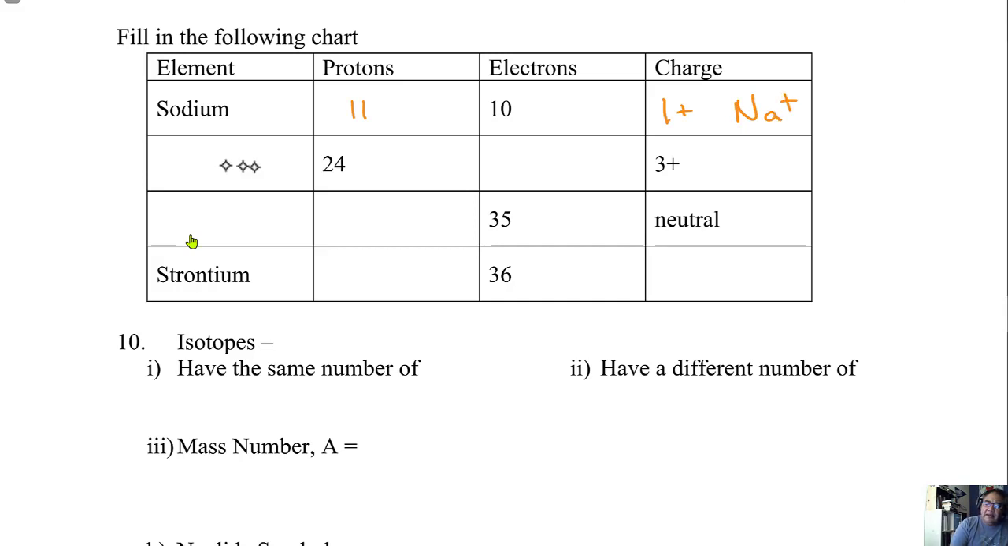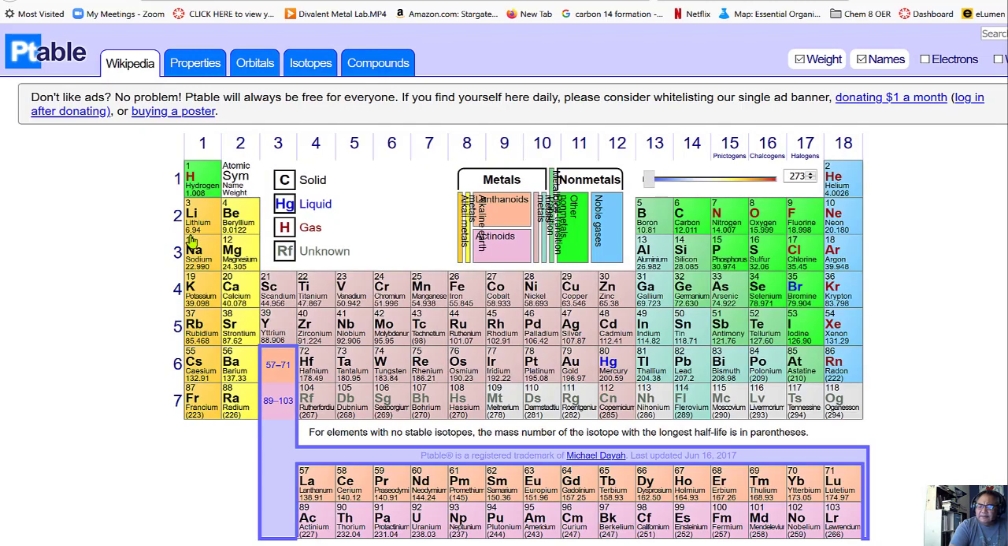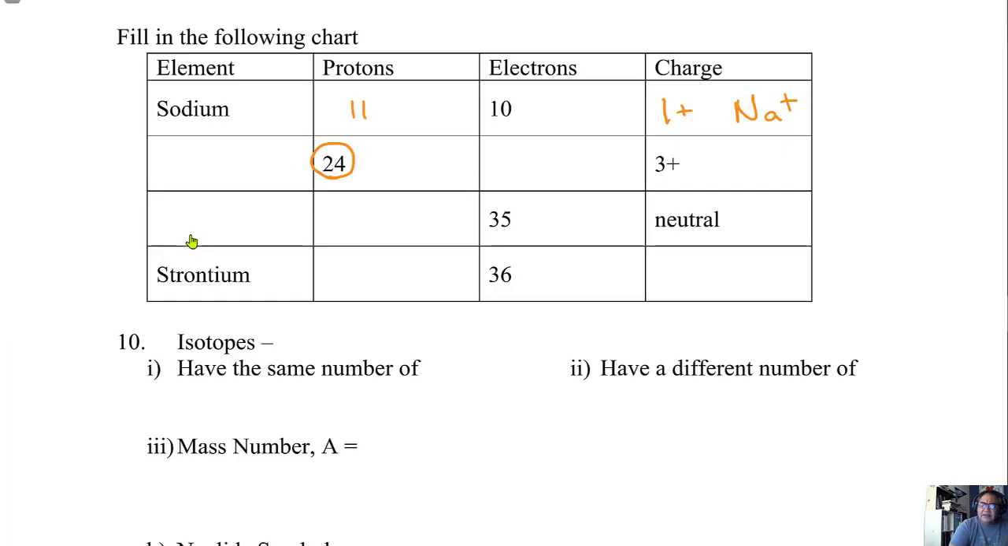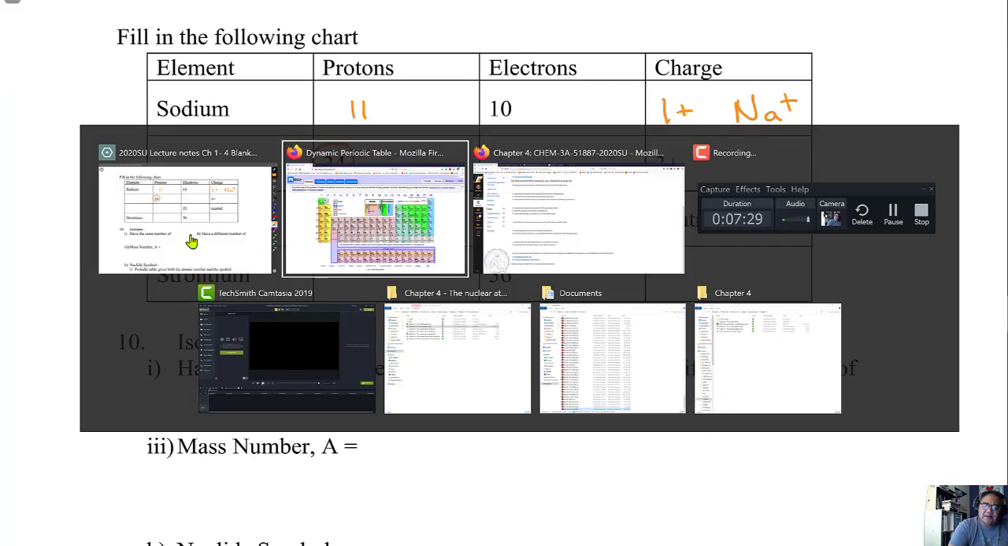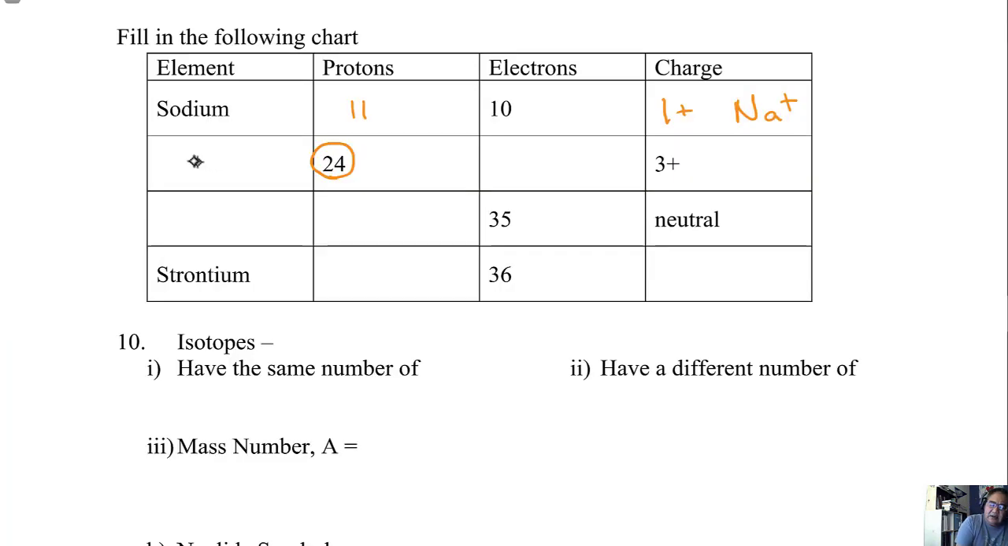Now, for this element, I didn't give you the symbol, right? So what you have to do is use the number of protons, because the protons help identify which element it is. So we're going to go back to our fancy periodic table, and sorry, my computer's acting funny. Look for 24 protons, and so we're just going to go along until we get to 24, and that's chromium. It's this guy right here. So going back to here, this is Cr, chromium. 24 protons.